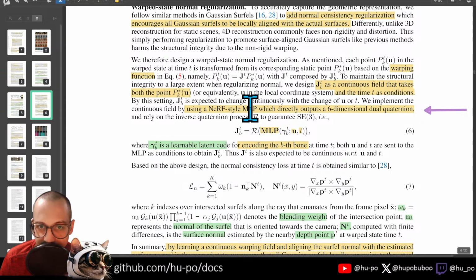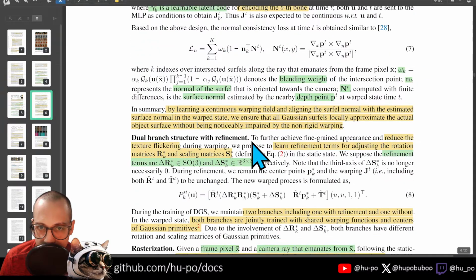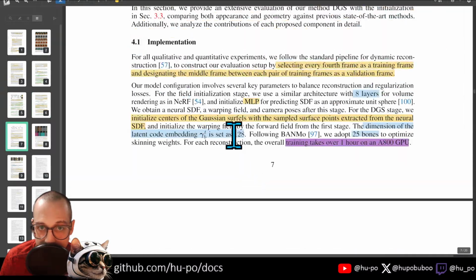This NeRF-style MLP outputs a 6-dimensional dual quaternion. It's conditioned on u, on t, and also on this learnable latent code. That learnable latent code is 128-dimensional. You have these hard-coded 25 bones, which I don't like that it's hard-coded, but you got to do what you got to do.